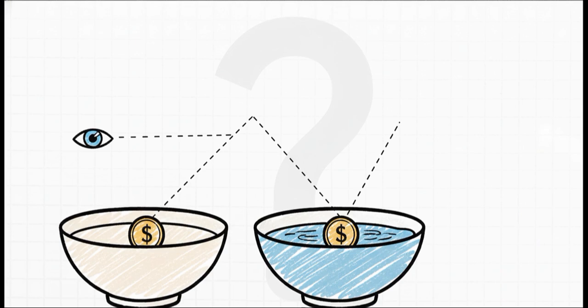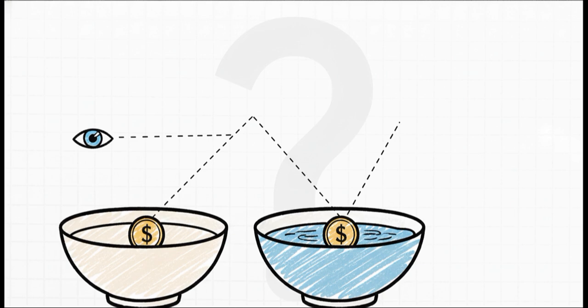Imagine you've got a coin at the bottom of an empty bowl. Now, you move your head back just far enough so the rim of the bowl completely hides the coin. It's gone, right? Okay, so what happens when you pour water into that bowl? Incredibly, the coin just reappears. So how is that possible?